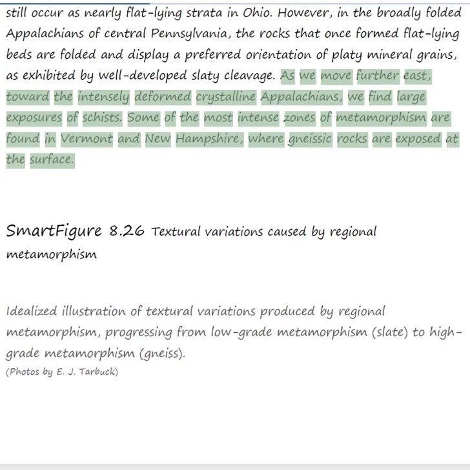As we move further east, toward the intensely deformed crystalline Appalachians, we find large exposures of schists. Some of the most intense zones of metamorphism are found in Vermont and New Hampshire, where gneissic rocks are exposed at the surface.